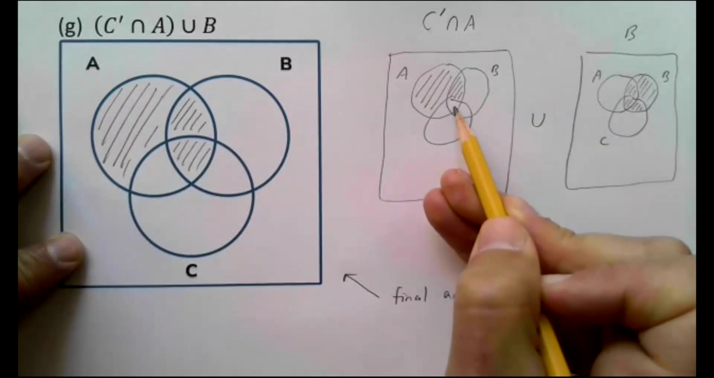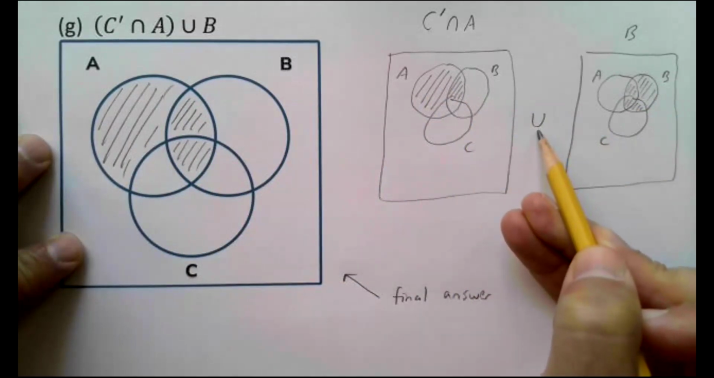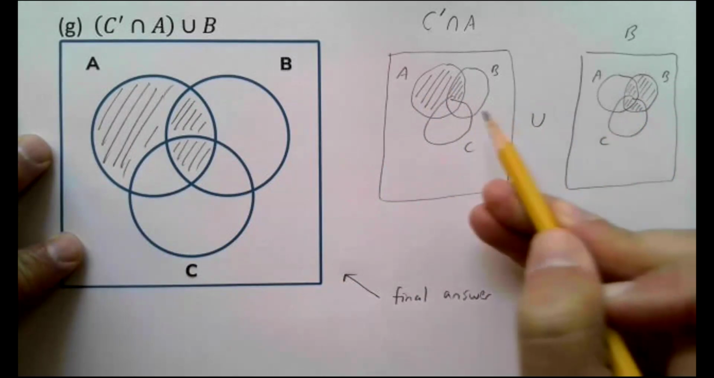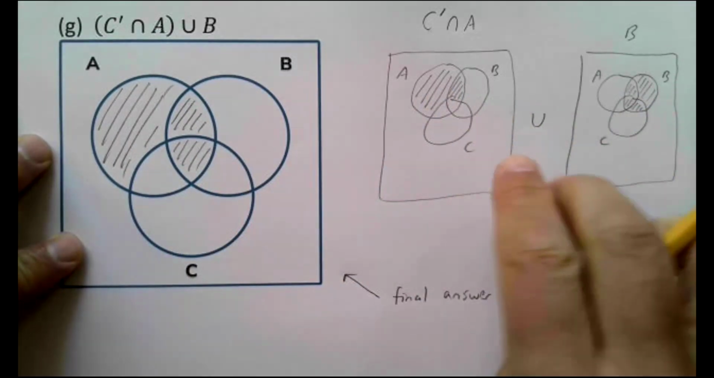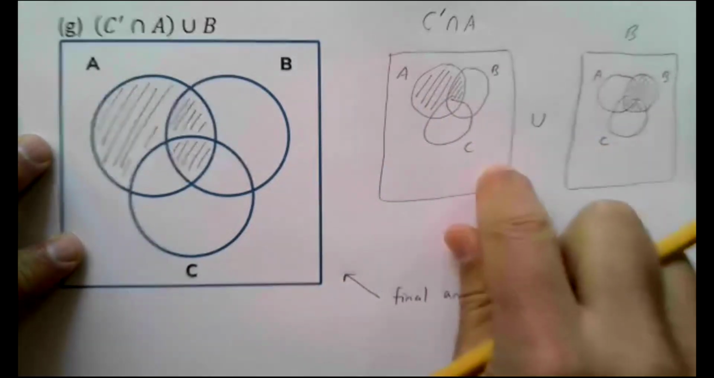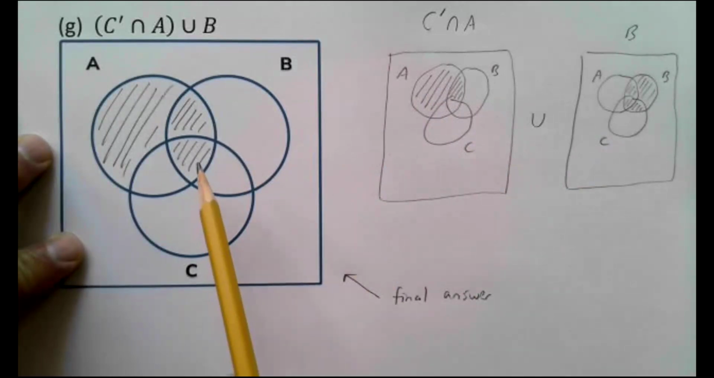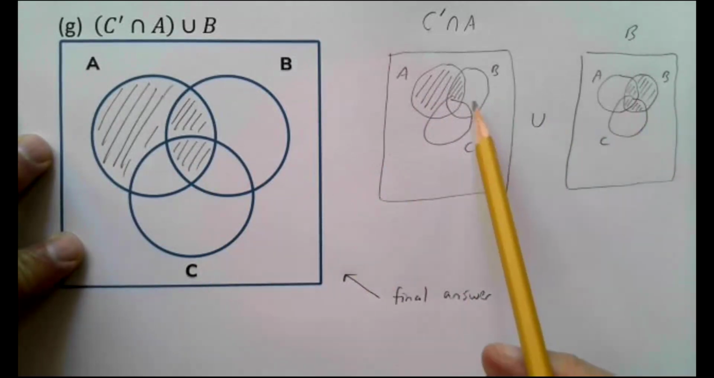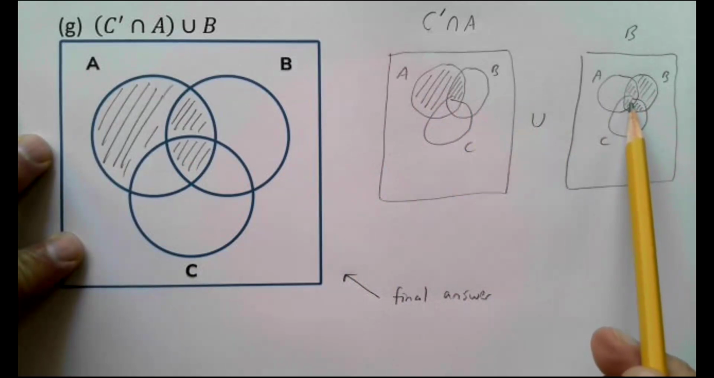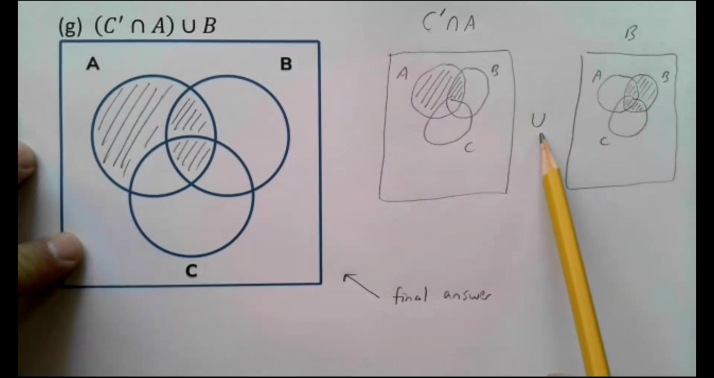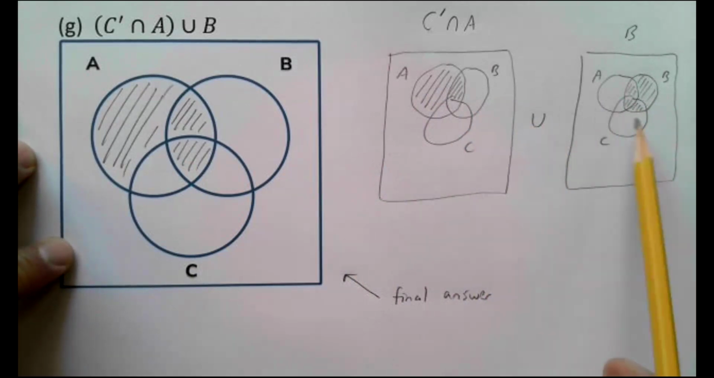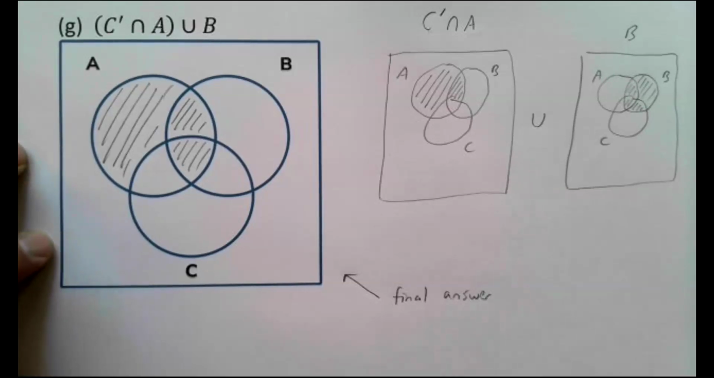I know the middle part is not shaded on this one, but to get into the union, you only have to be in one or the other. You only have to satisfy just one of the two things, not necessarily both of them. So this middle part does get shaded, even though it's not shaded here, it is shaded over here. And to get into the union, you just have to meet one of the two criteria. To get into the intersection, you have to meet both criteria.